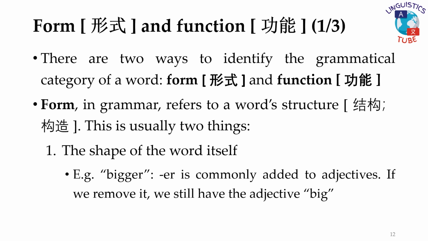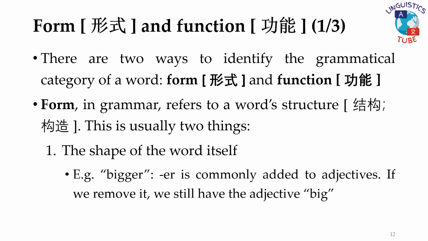This has two aspects. Firstly, we can use form to identify the grammatical category of a word by looking at the physical shape of only that word. To demonstrate this, let's use the adjective bigger. We know that bigger might be an adjective because it is common to add er to adjectives. If we remove er and the word is still an adjective, then we can be confident that bigger is an adjective. In this case, removing er produces the adjective big.